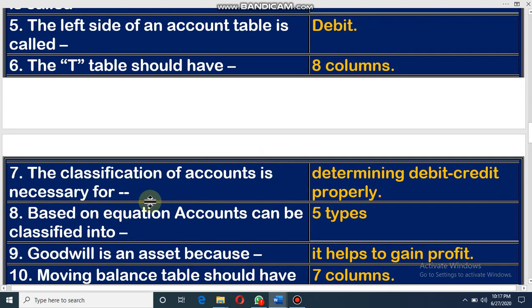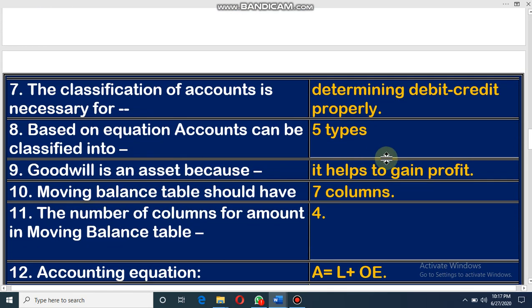Classifying accounts is necessary for determining debit and credit properly. That means for doing debit and credit properly we need to classify accounts. Dear student, you know that there are five types of account, based on the equation. It is asset, liabilities, income, expense and equity. These five types of account are required to determine debit and credit. Goodwill is an asset because it helps to gain profit. Dear student, goodwill of a business organization is an asset account.